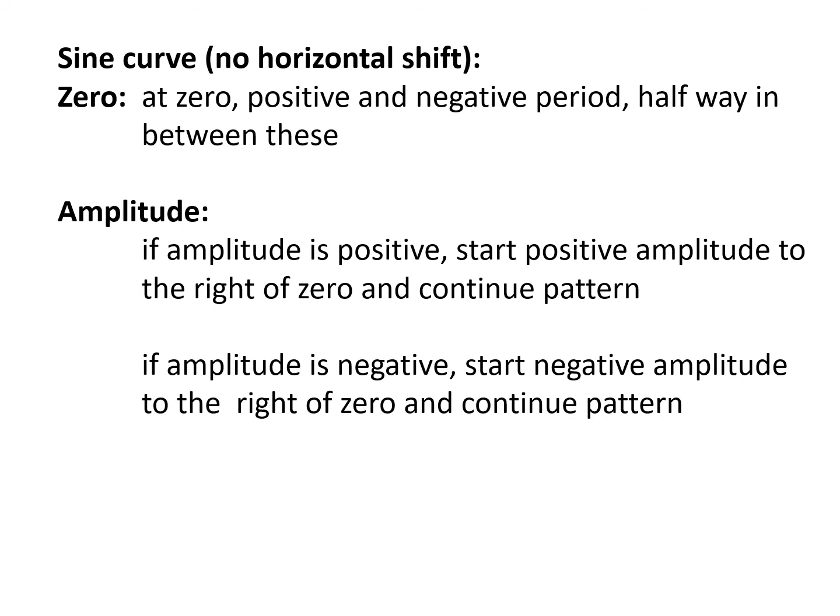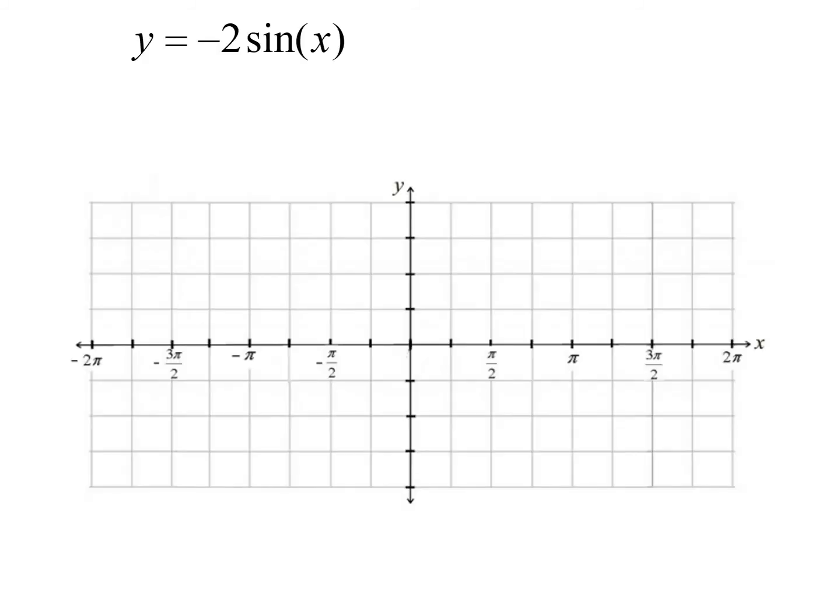So in general, when you're doing your sine curve, you're going to have a point at 0, and then the positive and negative period will also be 0, and halfway between those points will be zeros. The amplitude will be in between all of those points, so you're going to start positive will be to the right, and if your amplitude is negative, then negative will be to the right. So let's take a look at how we would do this one.